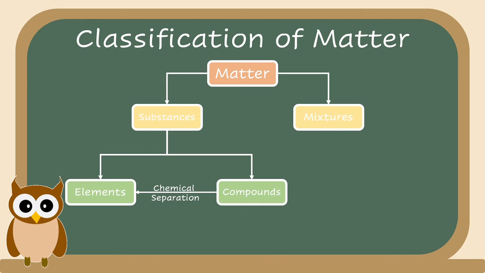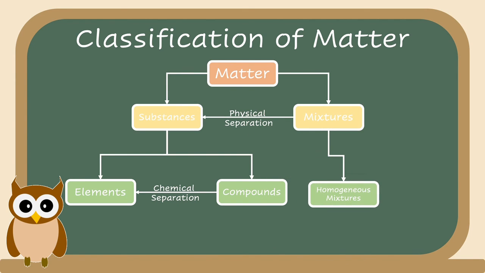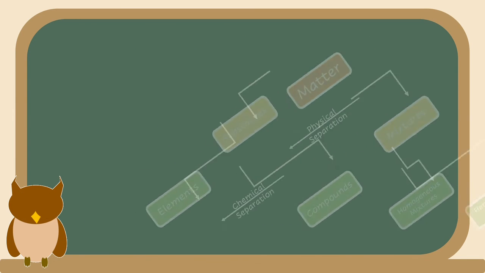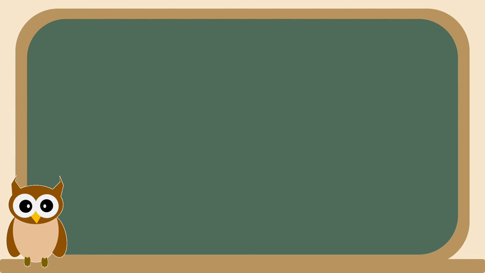Then we get mixtures, which are combinations of two or more substances. The difference being that they can be separated by physical separation techniques. Mixtures can be further categorized by whether they have uniform homogeneous composition or non-uniform heterogeneous composition. So there you have it, this first lesson on classifying matter.